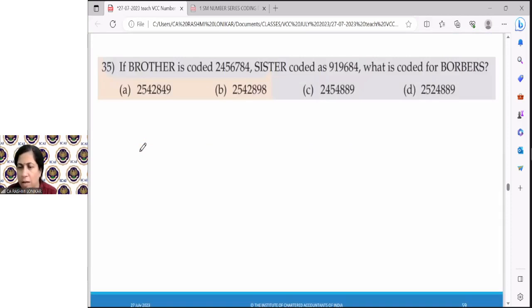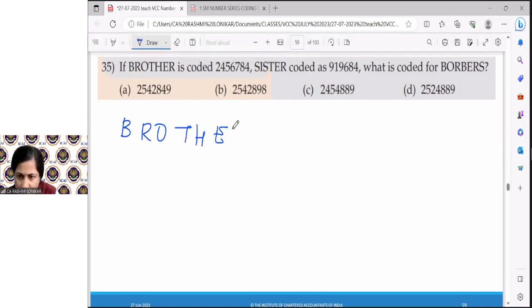Now, as I told you earlier also, when two codes are given, the third code becomes very easy to calculate. So I'll just quickly do this. BROTHER: 2, 4, 5, 6, 7, 8, 4.